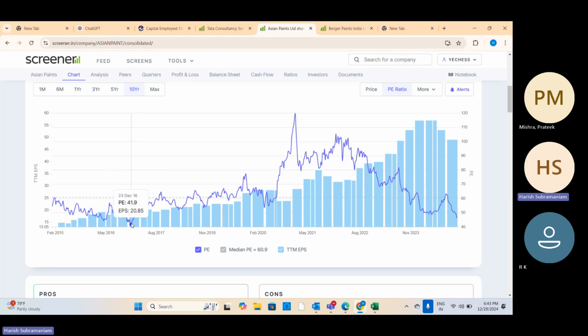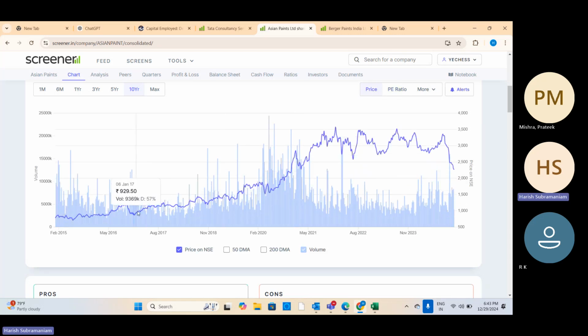So let's look at this. Around December 16, PE was around 41. And now let's look at this period here. Jan 22, PE was 105. So from December 2016 until Jan 22, the share would have given a very good return. Here, around December 16, it was 899, and then Jan 22, it is 3,500, right? So over a period of about 5.5, 6 years, this share went up from some 900 to some 3,600, which is 4 times.